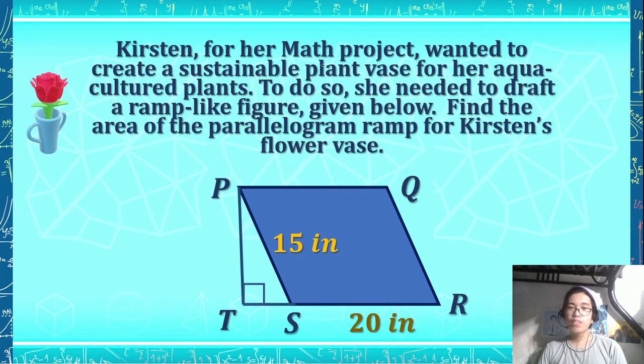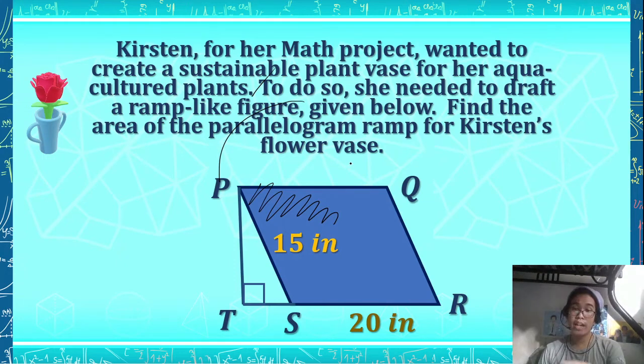Christine, for her math project, wanted to create a sustainable plant vase for her aquaculture plants. To do so, she needed to draw a ramp-like figure given here below. So we need to find the area of this parallelogram ramp that Christine has for her flower vase. So how are we going to solve this problem?